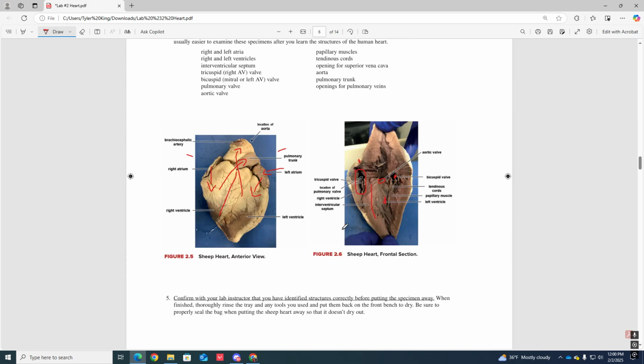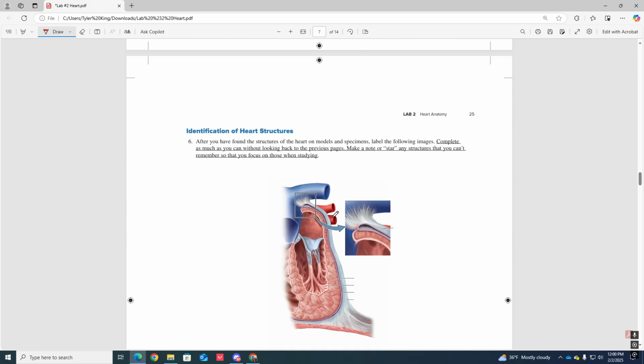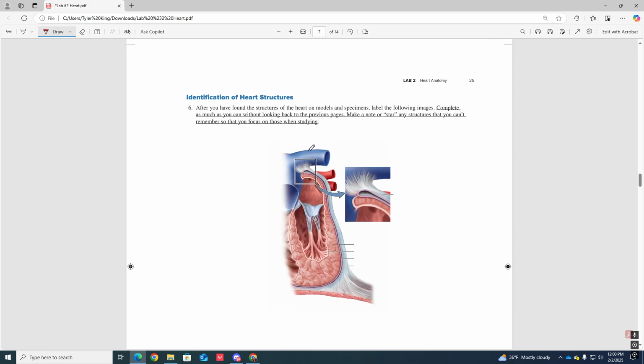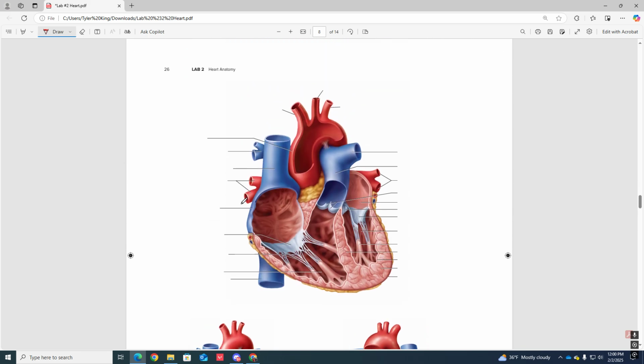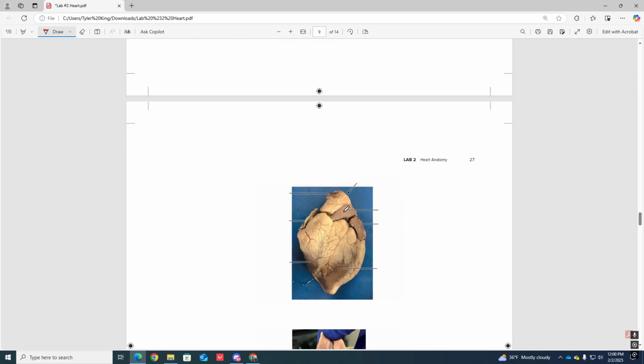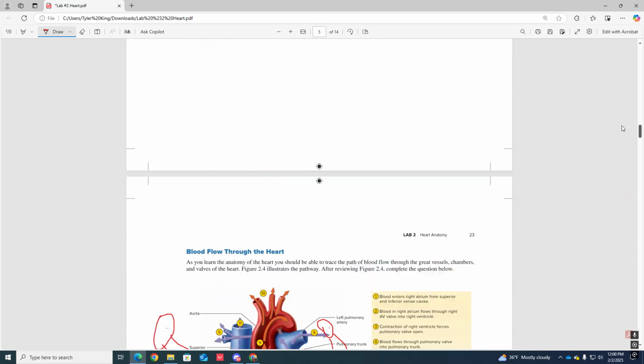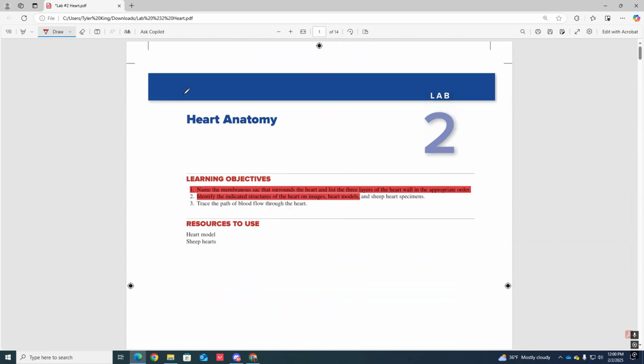So we did the sheep heart and we talked about the blood flow. All the stuff down here is for you to do on your own end, the identification of all these structures. I'm not going to go through this because I want you to use it as practice. That is everything for lab 2, a little bit shorter compared to last week, obviously.